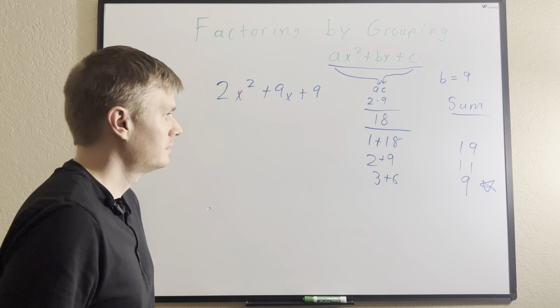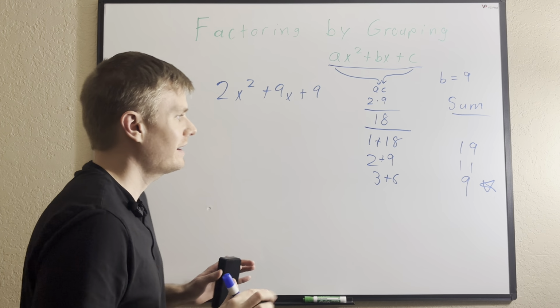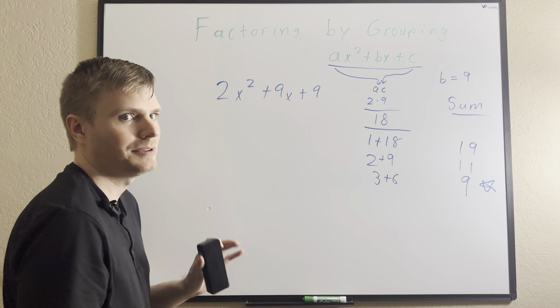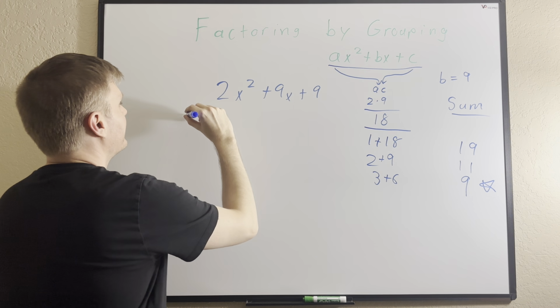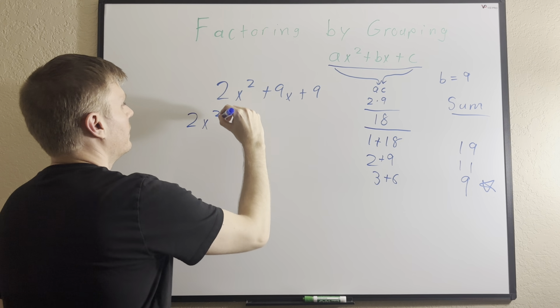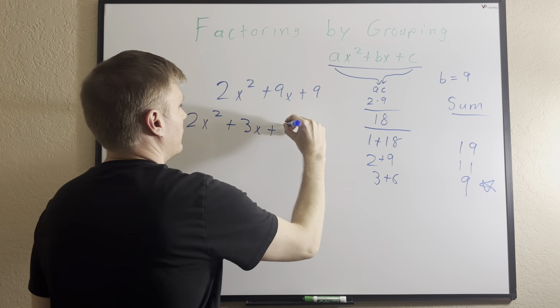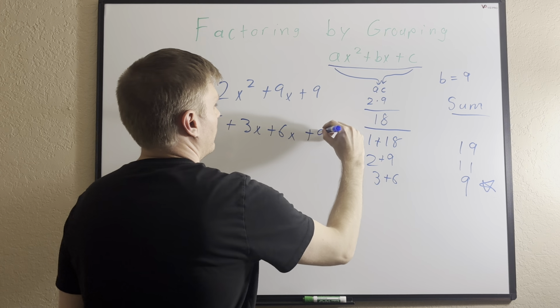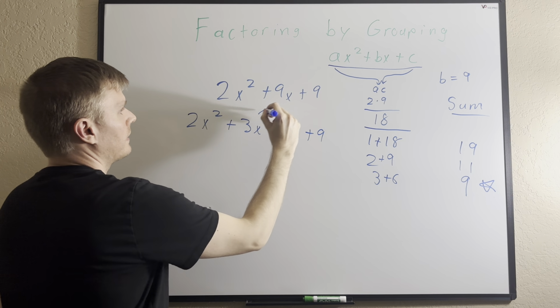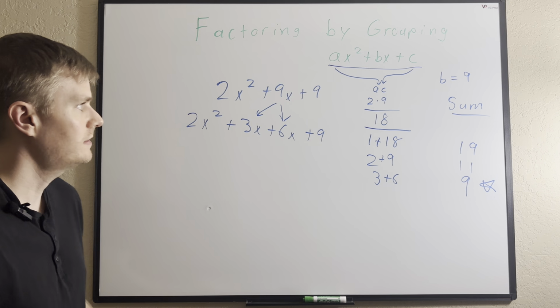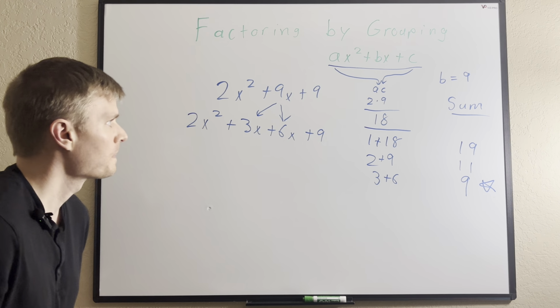Now, what do we do with them? This time, instead of assuming that we're going to get one binomial times another binomial, we're just going to rewrite it, but with one key change. We're going to split that 9x into those two factors we found. This is what grouping is all about.